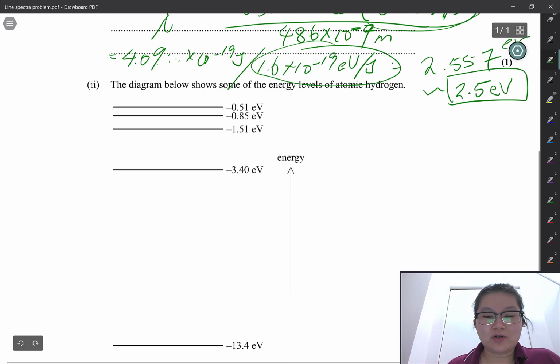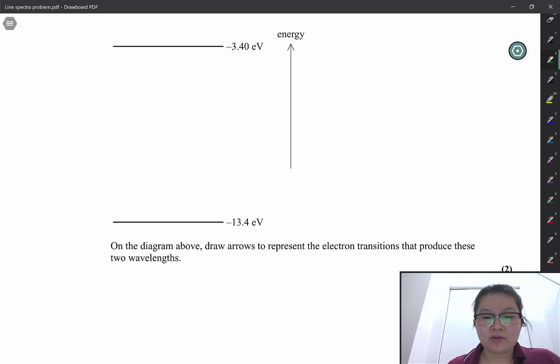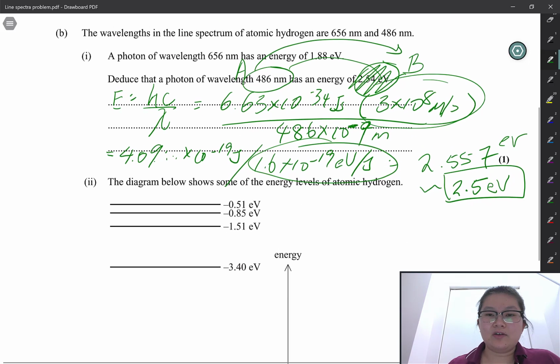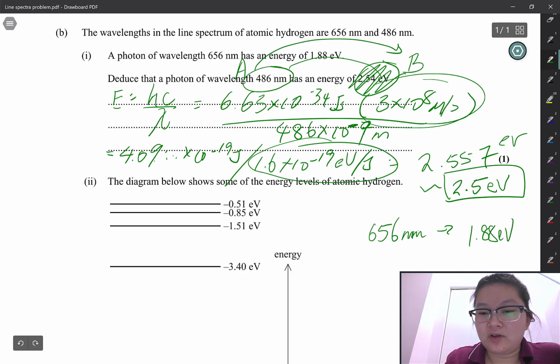The diagram below shows some of the energy levels of atomic hydrogen. On the diagram above, draw arrows to represent the electron transitions that produce these two wavelengths. Okay, so the two wavelengths we're talking about are 656 nanometers, which corresponds to an energy transition of 1.88 electron volts, and the other one is the one we just calculated, 486 nanometers, which is 2.54 electron volts.